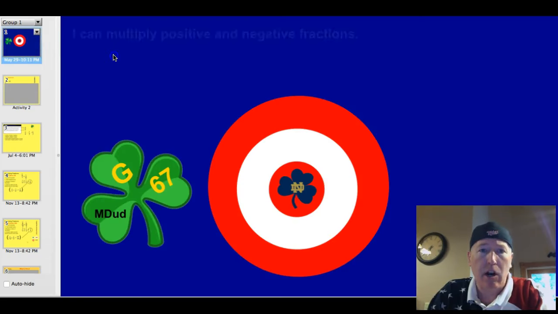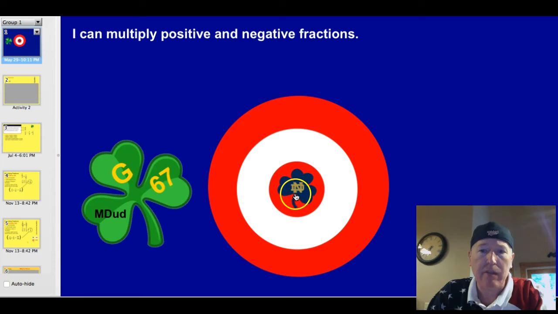All right, officially tonight our target is: I can multiply positive and negative fractions on a 3, 1, 2, 3. Let's do this thing.